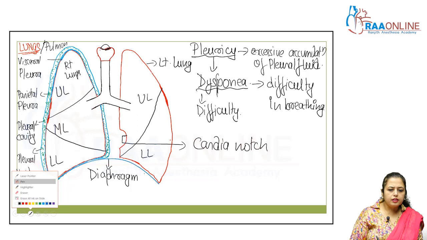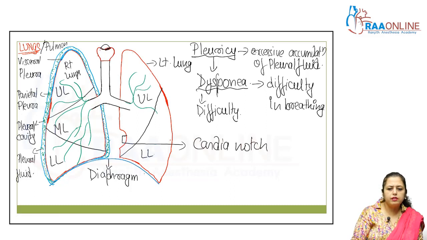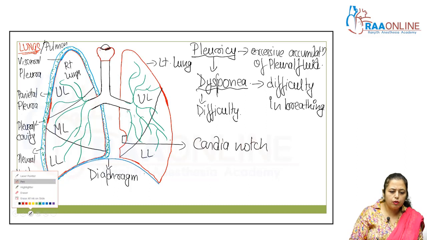Now what will happen? When the trachea enters inside the lungs, it divides into branches again, right? It divides into branches again and forms a bronchial tree. Further it divides and forms a respiratory tree also. It forms a bronchial tree and the respiratory tree as well. You can see the branching.